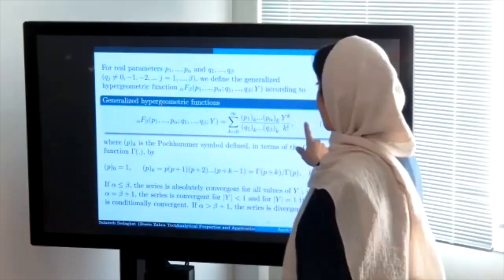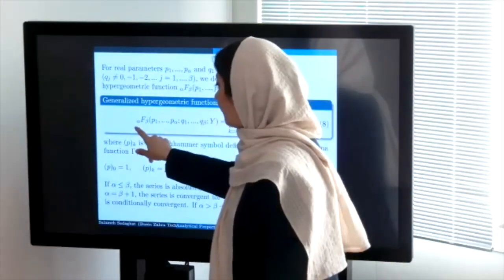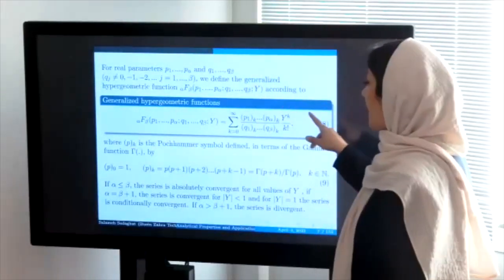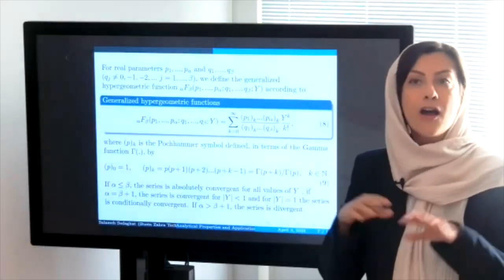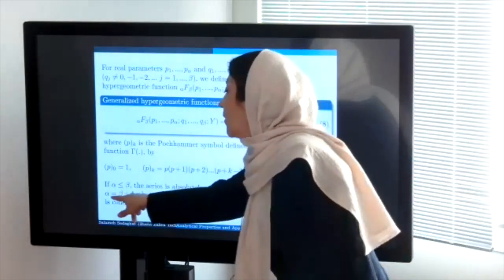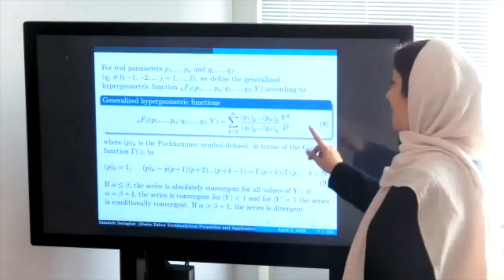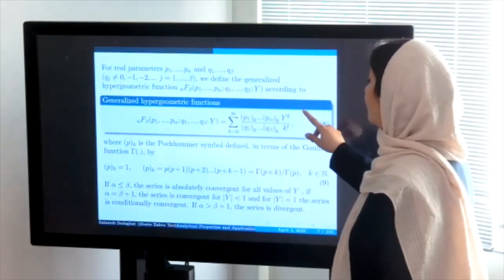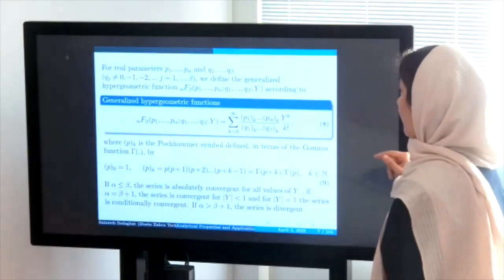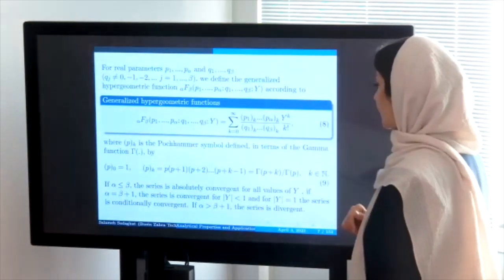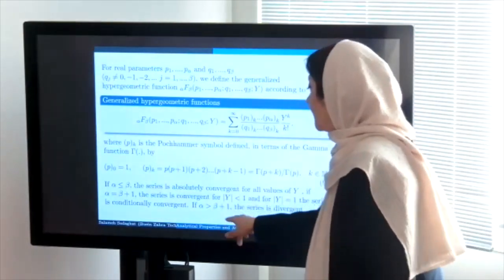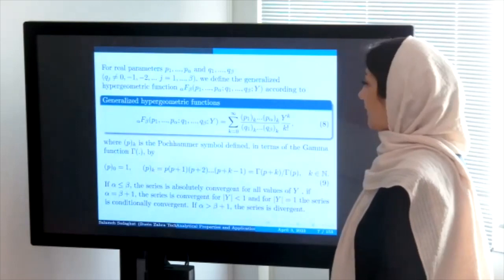In this equation, if alpha is less than or equal to beta, this series expansion is absolutely convergent for all values of y. If alpha equals beta plus 1, this series expansion is convergent for absolute value of y less than 1. And for absolute value of y equals 1, this series is conditionally convergent. And for alpha bigger than beta plus 1, it is divergent.